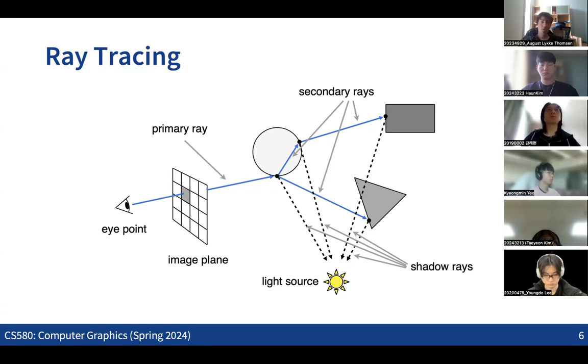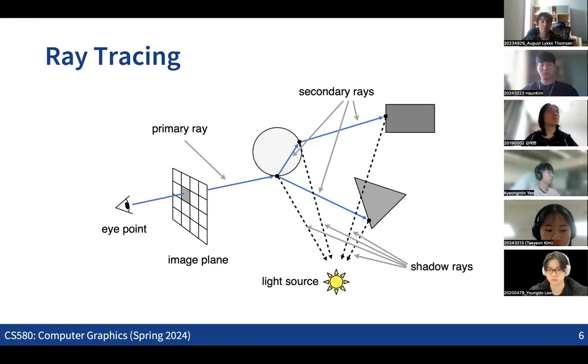We also discussed many of the ideas in terms of how we can calculate the ray and object intersection. We did some calculation with the plane, the triangle, and the sphere, and also with the implicit representation, we discussed how we can calculate the intersection point. Those are very basic things that you will need to implement in the programming assignment.